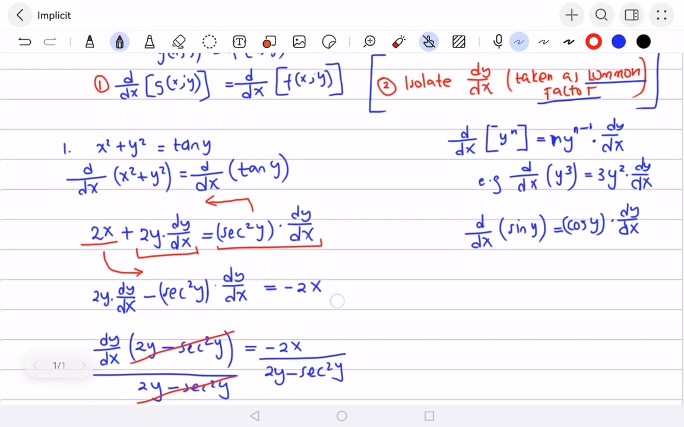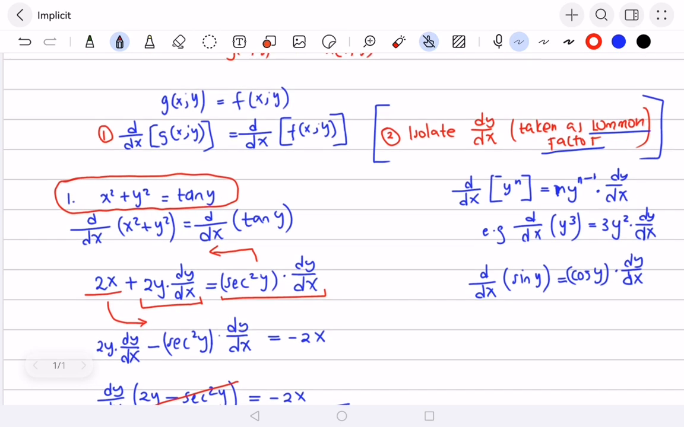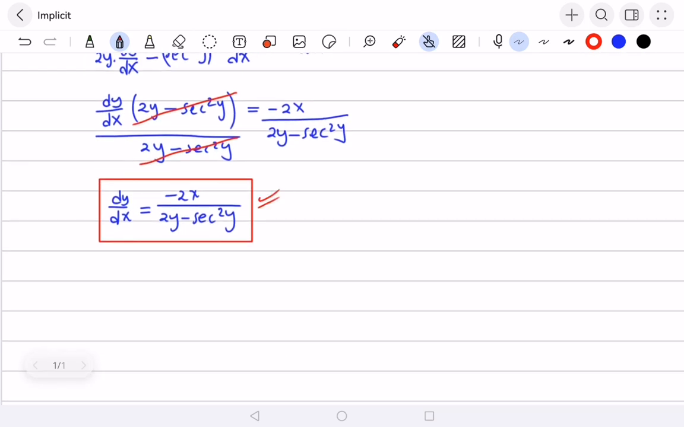You have differentiated this function. The question would be find dy over dx. And here we found our dy over dx. So let's try and do another example. So example number 2.